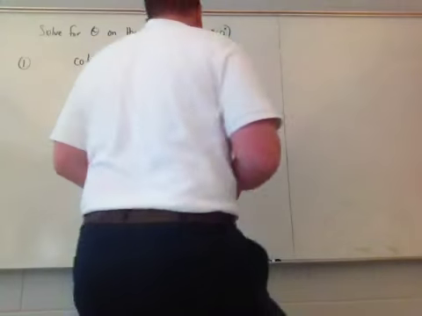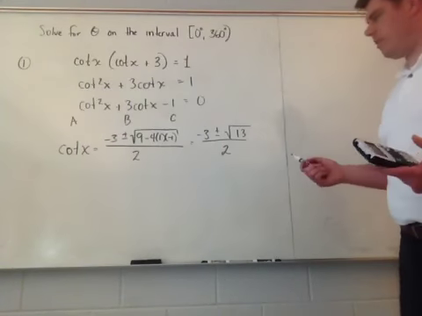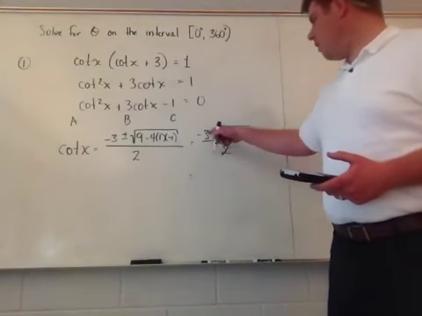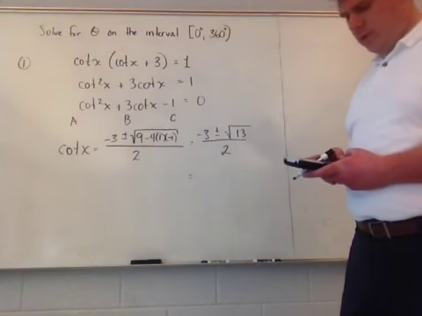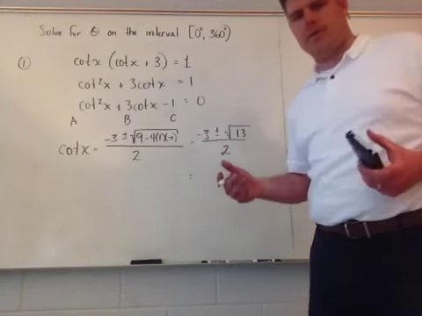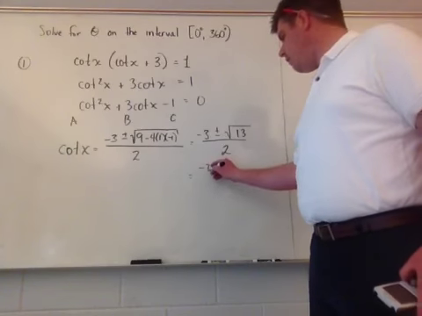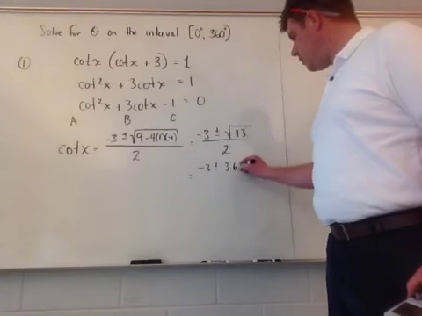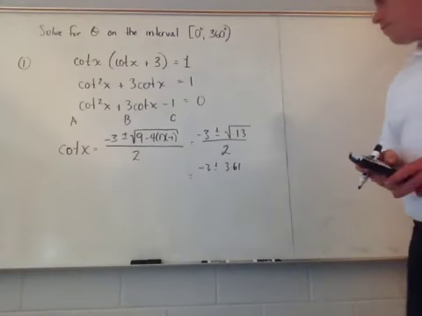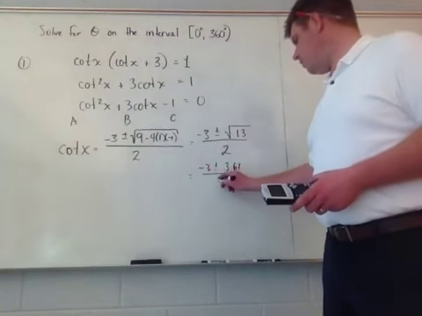The way we do this is you go to your calculator and enter the square root of 13. So second, square root, 13, hit enter. I'm just going to round to 2 decimal places. So I get negative 3 plus or minus, approximately, 3.61. Then I divide it by 2.